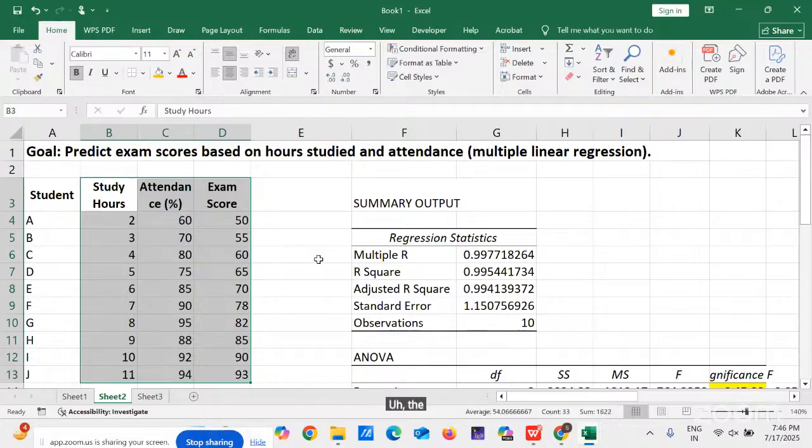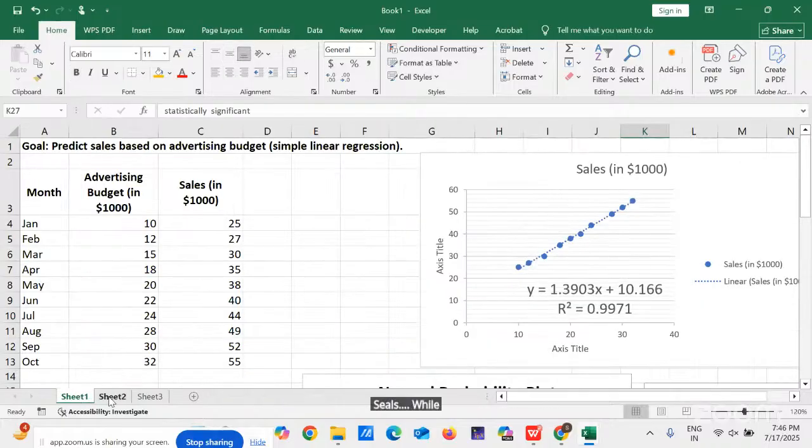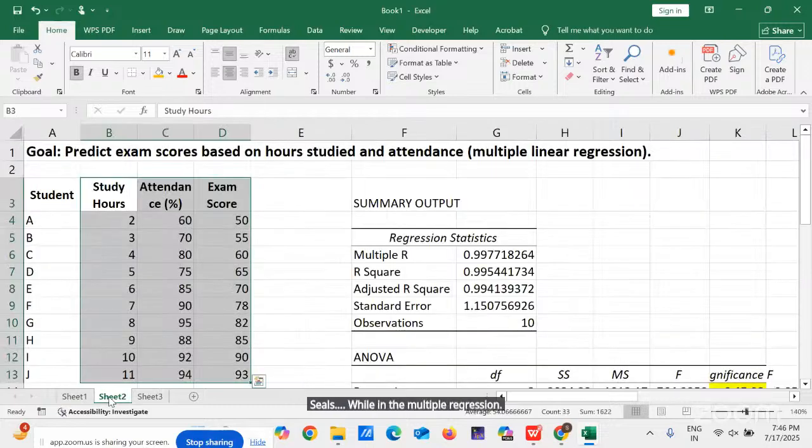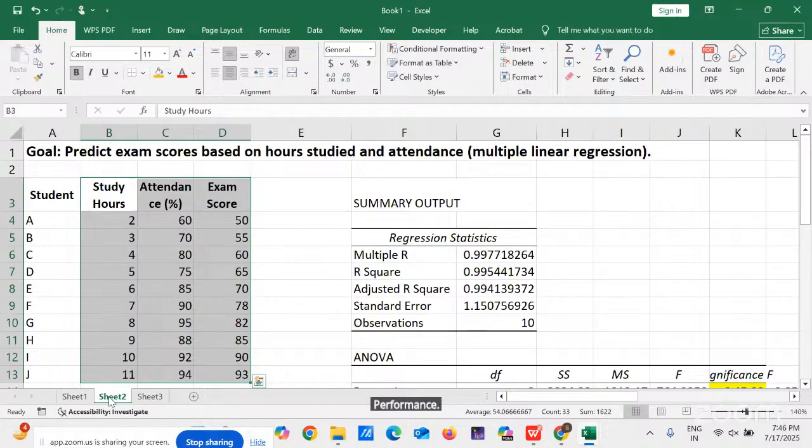The simple regression showed a clear link between advertising and sales, while the multiple regression emphasized the combined effect of study habits and attendance on exam performance. Both the models demonstrated a high predictive power because the R square was pretty good. So, this is how you apply regression in real world decision making. Hope you have learned the basic requirements to understand regression from this session.